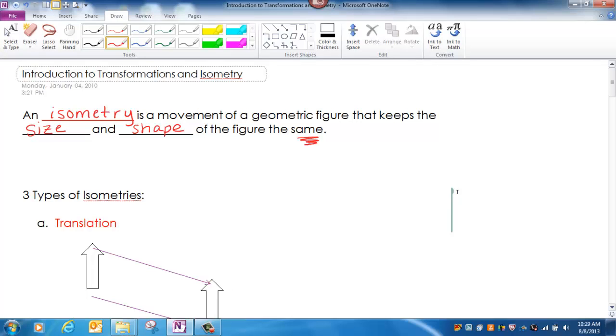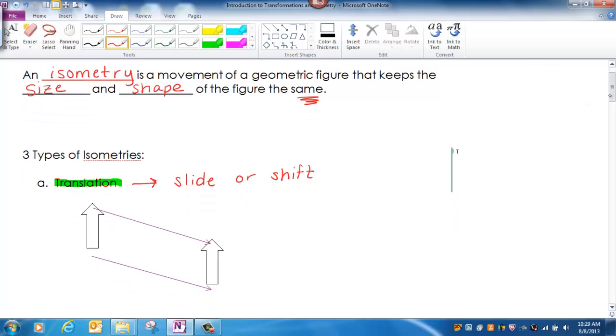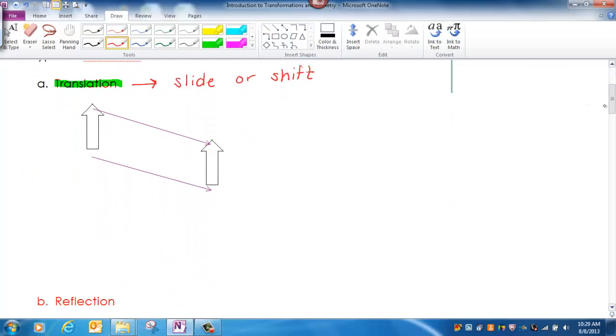Okay, so there are three types of isometries. The first one is called a translation. And some words that I use to remember translation are slide or shift. So we're just going to take a geometric figure and we're going to slide it left, right, up, down, or diagonally, or shift it, but not change the size of it or the shape.